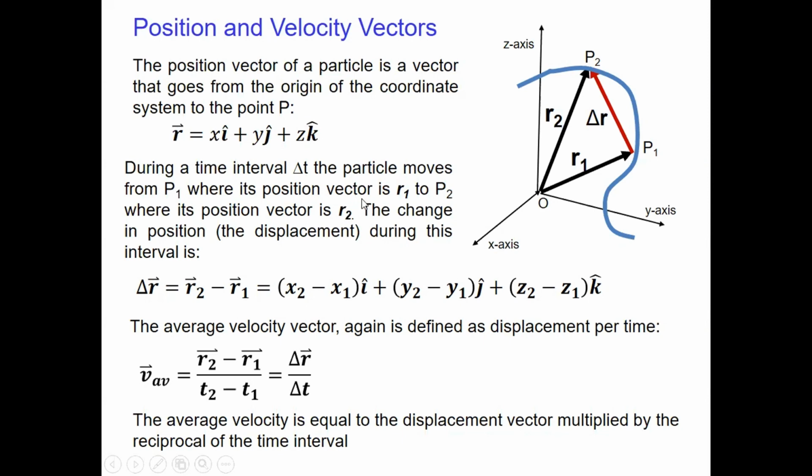The time interval is delta t, and the change in the position or the displacement taking place during the interval is delta r. The average velocity during this time interval is again defined as displacement per unit time, and it is equal to delta r divided by delta t, or r2 minus r1 vectors divided by t2 minus t1. The average velocity is equal to the displacement vector divided by the time interval.